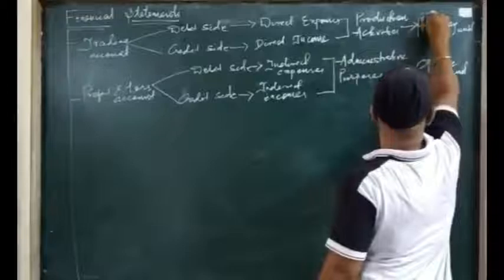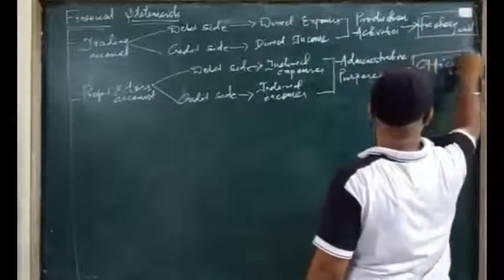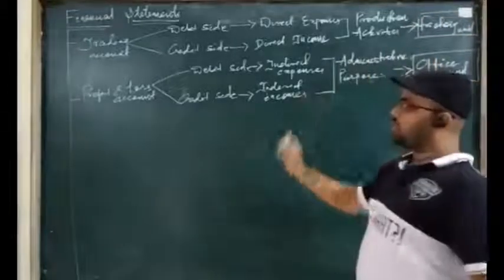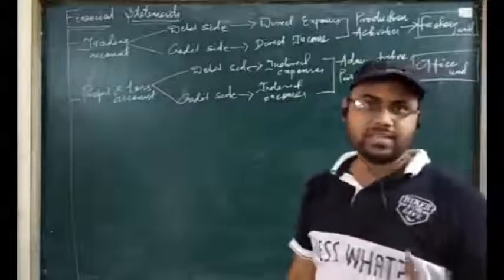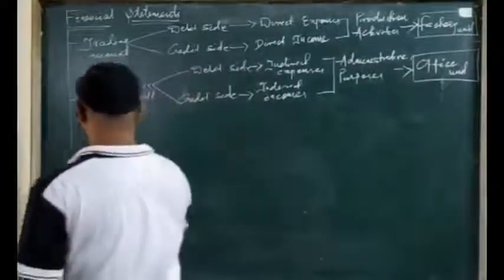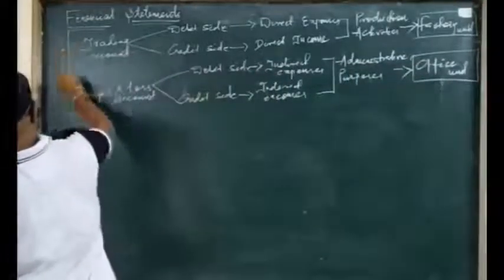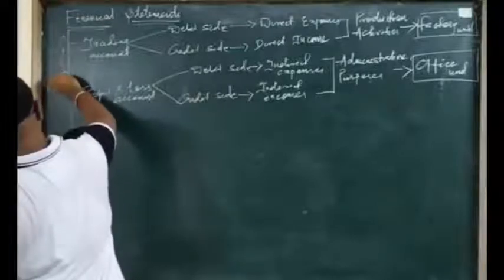These two are most important. Now the third and most important financial statement is your position statement. See, these two are called the income statement, as you know.